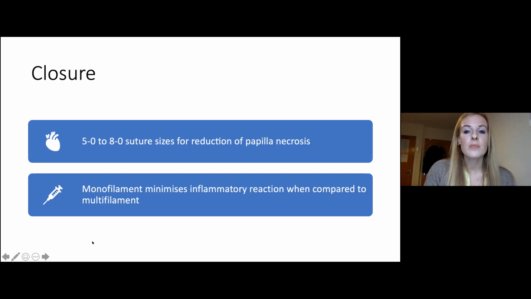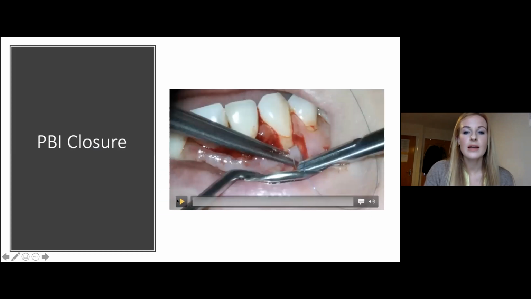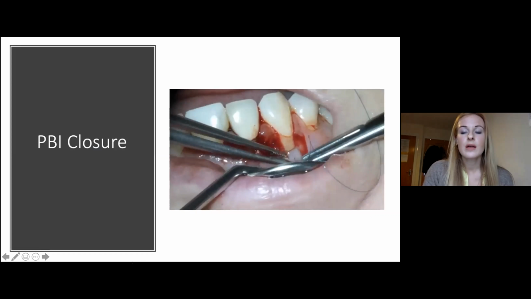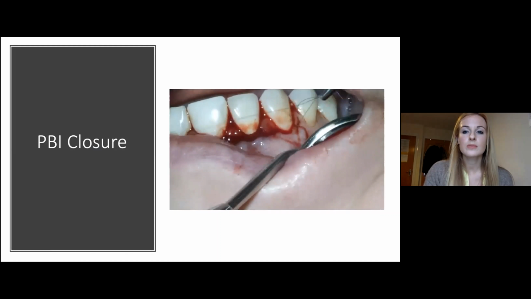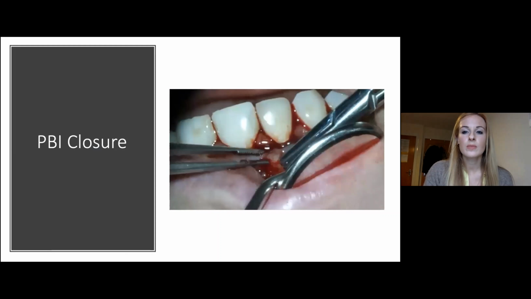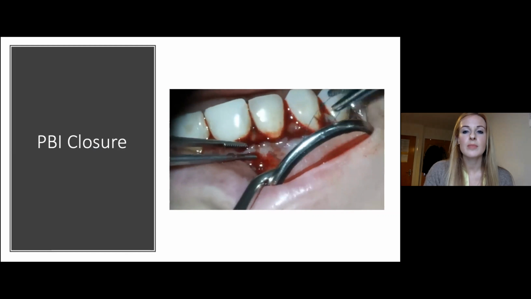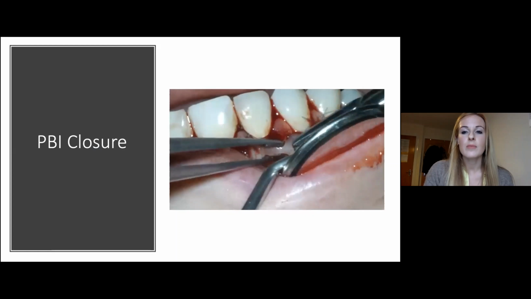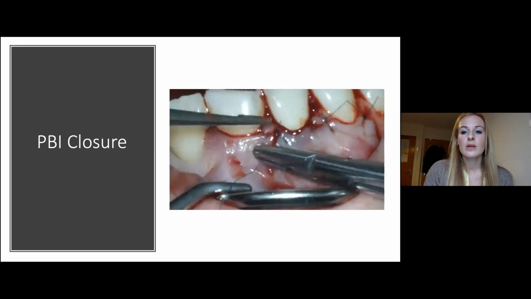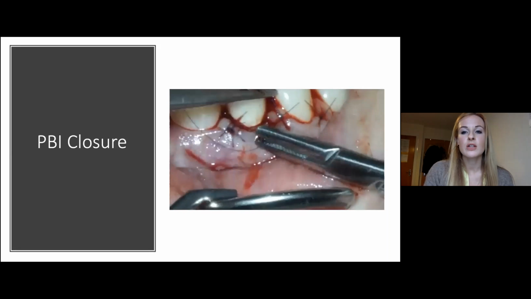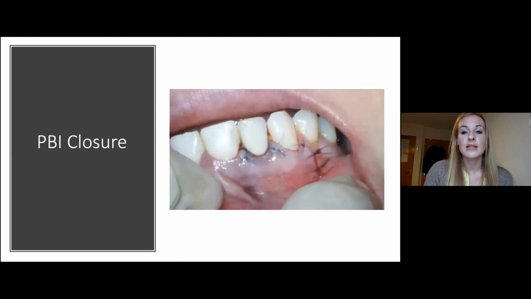So closure, again, going for reduction of papillary necrosis, small suture sizes with monofilament to minimize any inflammatory action. Again, here is a video showing this. I believe this is a 6.0. We can see here the papilla preservation flap allows ease of approximation of the gingiva, keeping that gingival architecture to allow for aesthetic healing.